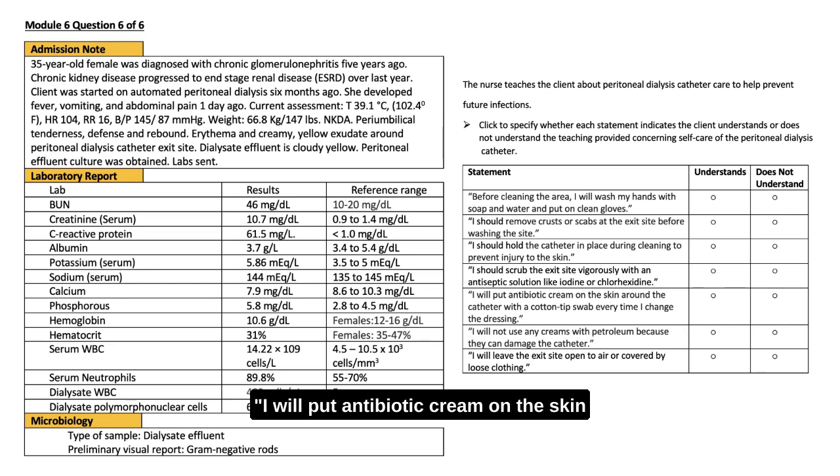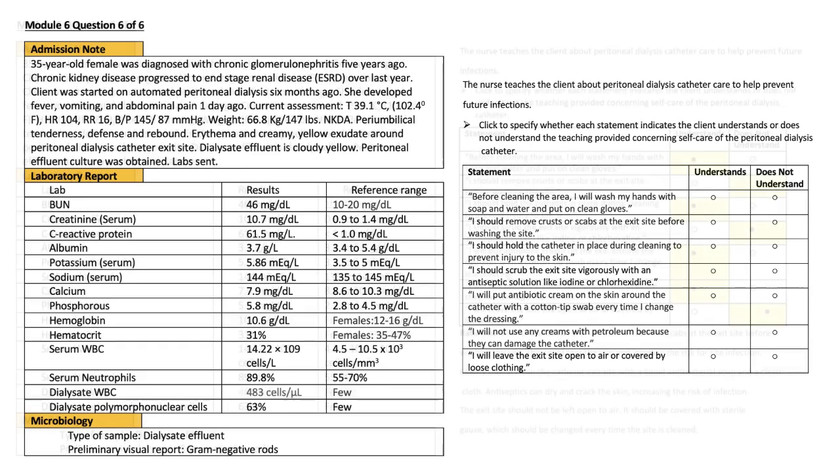I will put antibiotic cream on the skin around the catheter with a cotton tip swab every time I change the dressing. I will not use any creams with petroleum because they can damage the catheter. I will leave the exit site open to air or covered by loose clothing.